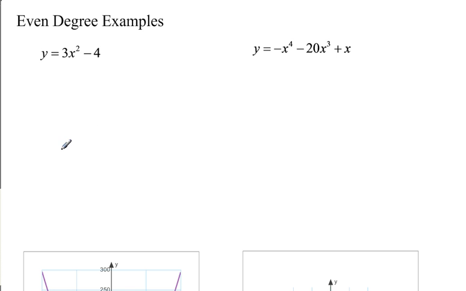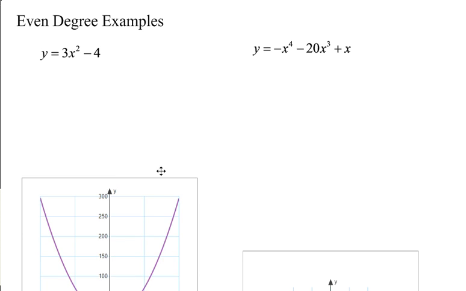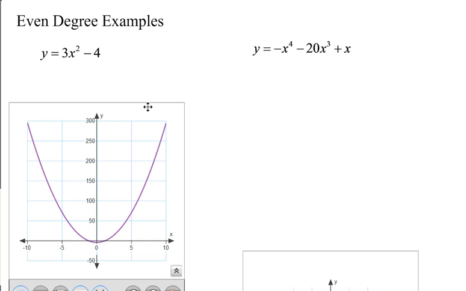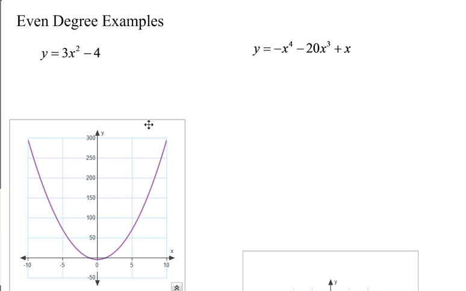All right, so let's look at a couple examples to see how this looks. In here, I have two examples with even degrees. The first one, a degree of 2, and the second one, a degree of 4. And I've got some graphs here we're going to take a look at. So this first graph is y equals x squared minus 4. And so our first question is, what happens as x approaches infinity?